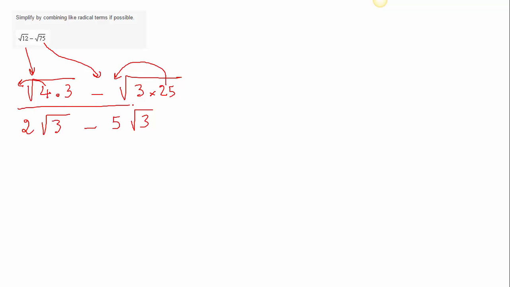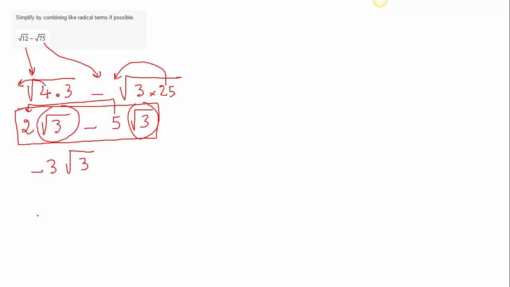Now these are called like radicals, and now we can subtract. We can subtract because we have the same radical, square root of 3, here and here. We can subtract their coefficients. What is negative 5 plus 2, or 2 minus 5? That's negative 3, and then we keep the square root of 3. So think about this as 2x minus 5x, and the answer is negative 3x. Well, x in this case is square root of 3.